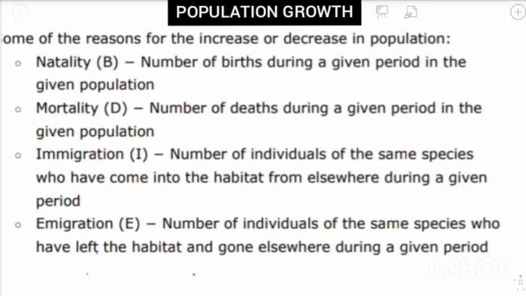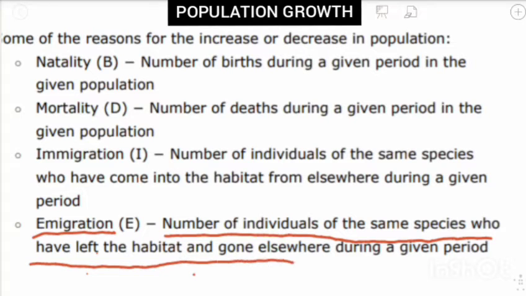The next important reason for increase or decrease in population is emigration. It is denoted by capital E. It is the number of individuals of the same species who have left the habitat and gone elsewhere during a given period. Even this I will explain with a simple example. During vacations we leave our own place, our own habitat, and go to our relatives' house.